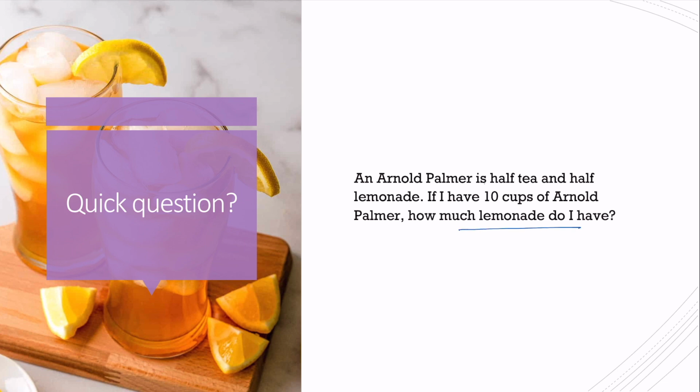Well, I already told you it's half, right? So what's half of 10? That's 5. I could take 0.5 times 10 and get 5 cups. I'd have 5 cups of lemonade. So if I have a mixture of 2 things together, and I know what percent is part of that mixture, in this case lemonade, I would multiply by 0.5 or 1/2 in order to figure out the full amount of lemonade I have.